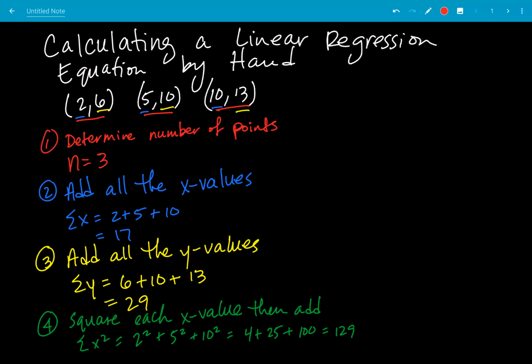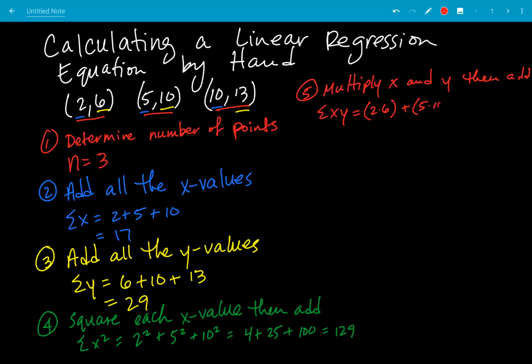My fifth step is I'm going to multiply each x by each y and then add it up. So my sum of xy would be 2 times 6 plus 5 times 10 plus 10 times 13. So this would be 12 plus 50 plus 130. So this would be 192.